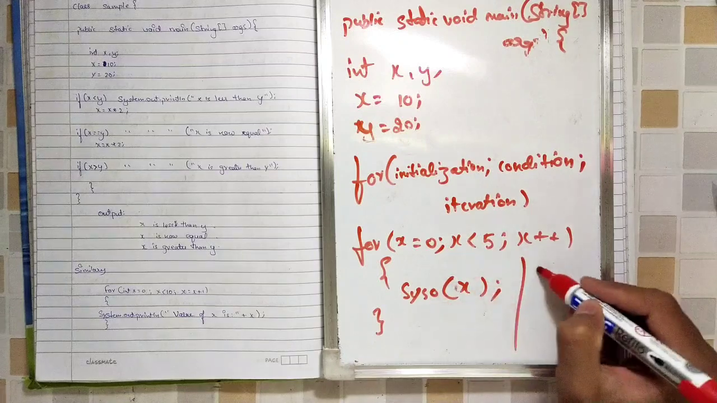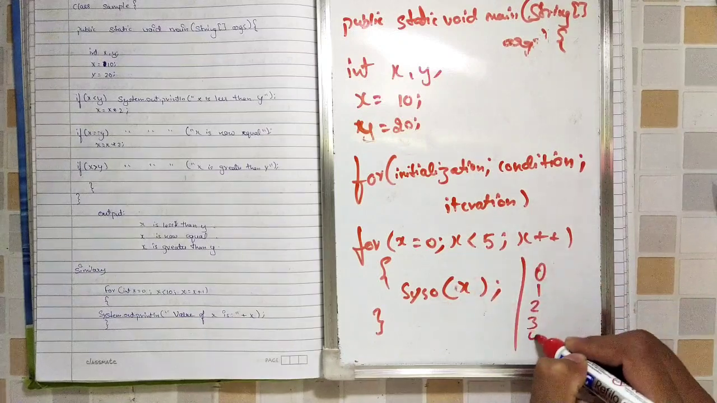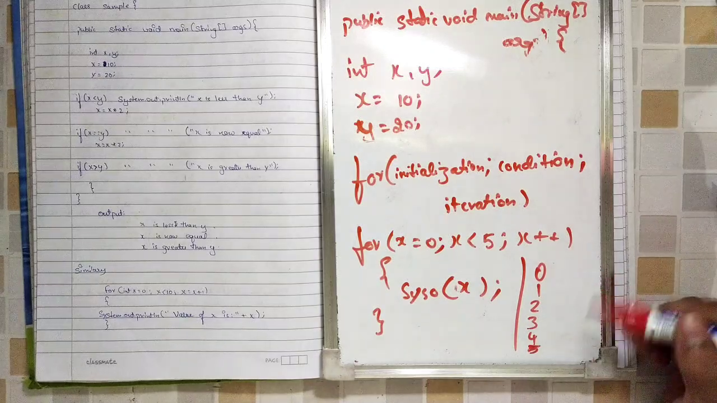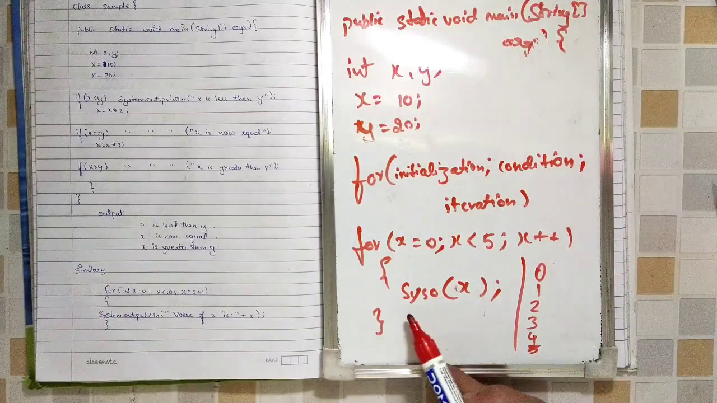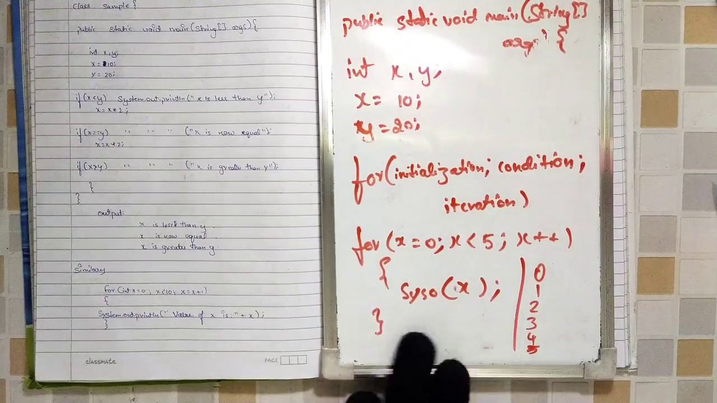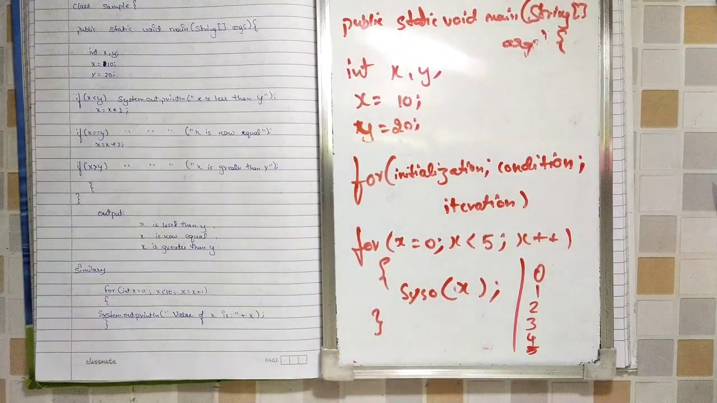So how will the output be? 0 1 2 3 4 5. How is this coming one by one on the next line? Because here System.out.println is used. If only print is there, it will be printed like 0 1 2 3 4 on the same line. Since you use println, it will be printed like this.